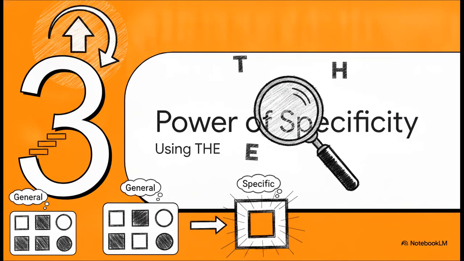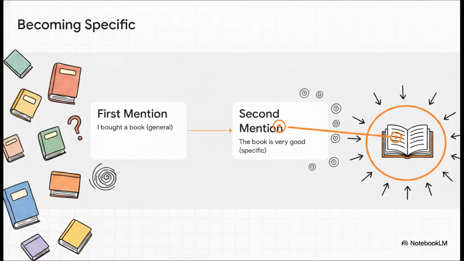Moving to Section 3, the power of specificity. The crucial point here is knowing exactly when to step up your game and upgrade from general to specific. And we do that using the definite article, the. This brilliantly illustrates the chronological evolution of a noun in everyday conversation. Imagine step 1. I bought a book. This is the very first mention. The listener doesn't know which book yet, so it's just one of many.